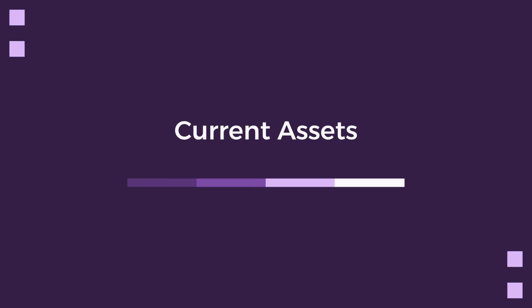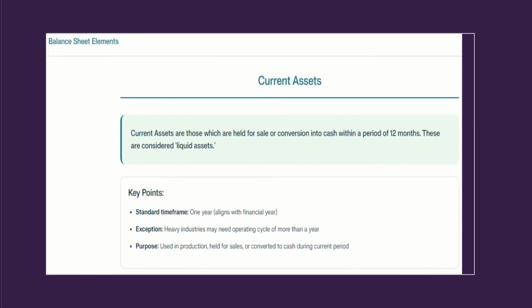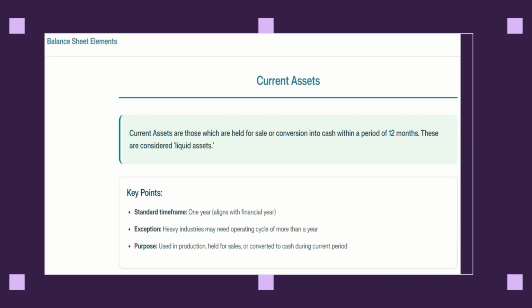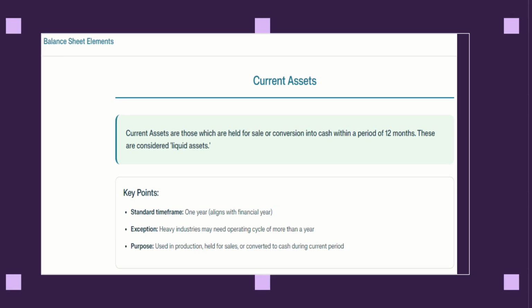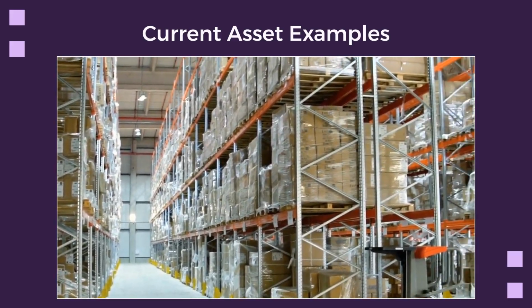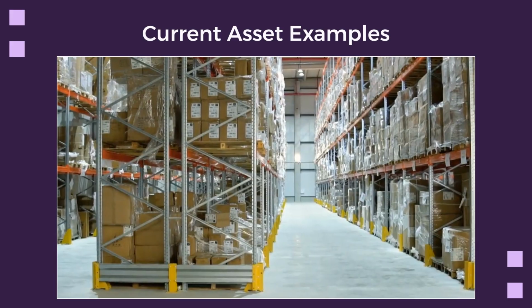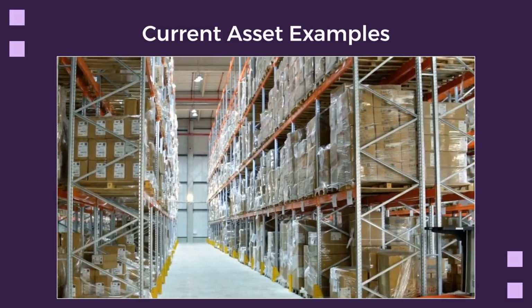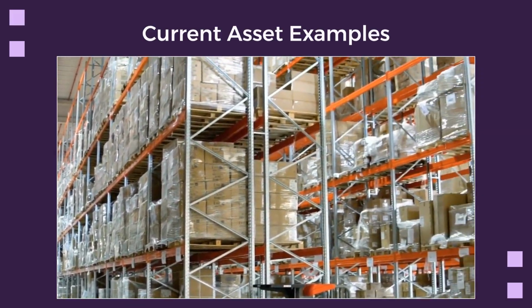Let's start with assets. Current assets are those that can be converted into cash within 1 year. They are vital for a company's short-term operational needs. These assets are typically held for short periods and are in constant circulation within the business. Think of them as the lifeblood of daily operations. Common examples include cash, accounts receivable, and inventory, such as raw materials and finished goods. These are crucial for a business's immediate financial needs.